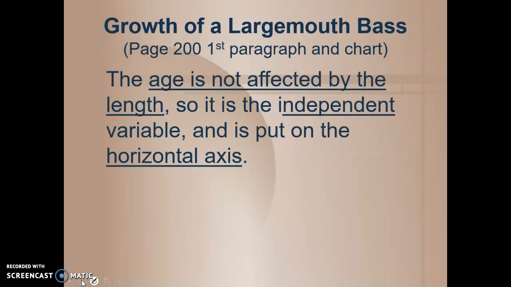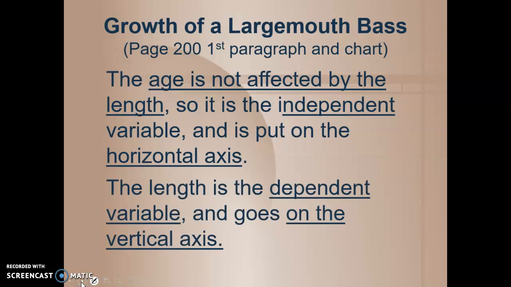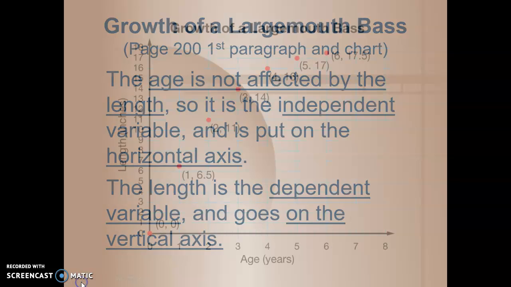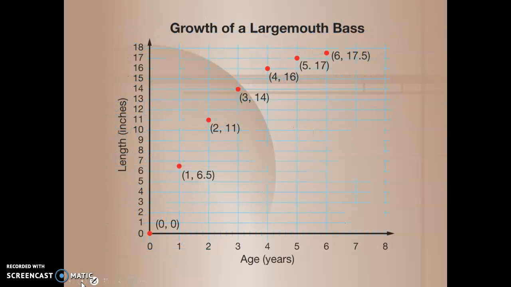So in your book, on page 200, there is a chart showing the relationship between the age of a largemouth bass and its length. Now, age is not affected by length, so age is going to be the independent variable, which is the x-axis, the horizontal axis, and length is dependent. The length depends on the age, and it goes on the vertical axis. The graph looks like this.